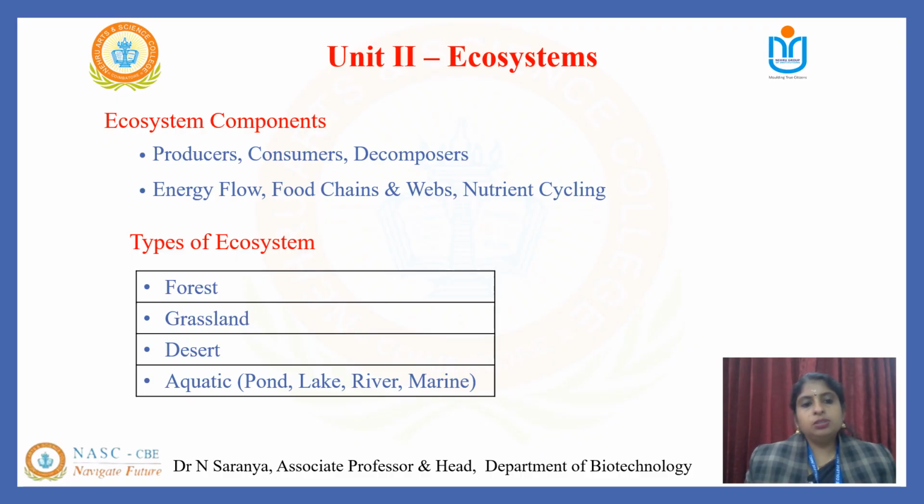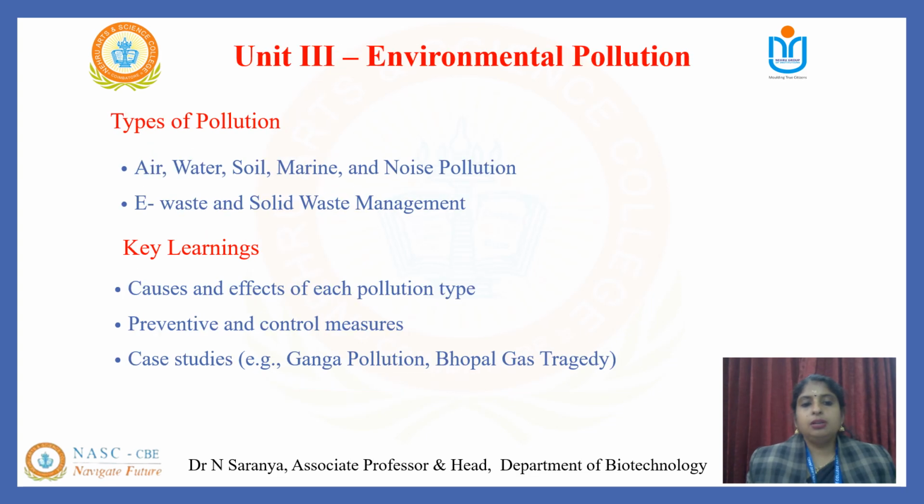Unit 2 is all about the ecosystem components like producers. Here is Unit 3. Unit 3 is all about environmental pollution. What are the different types, like air, water, soil, marine and noise pollution, and about e-waste and solid waste management. We also learn about the causes and effects of pollution and how to prevent and control it. Here we have some case studies, like the pollution in the river and the Bhopal gas tragedy.